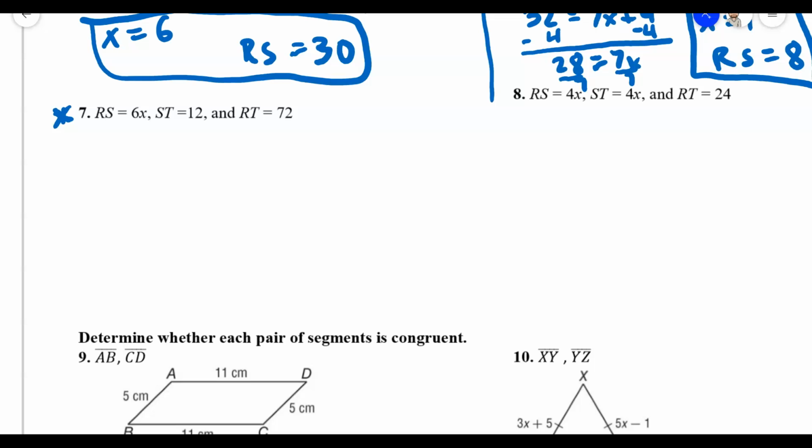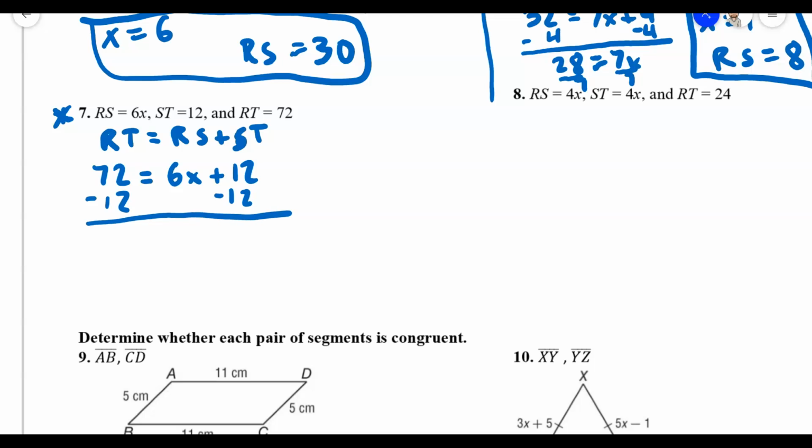Okay, so again, if we did this correctly, we start off with RT equals RS plus ST. So RT, they're telling me, is 72, that's the whole piece, equals 6x plus 12. So we subtract 12 from both sides. And I get 60 equals 6x. Divide both sides by 6. So I get 10 equals x.